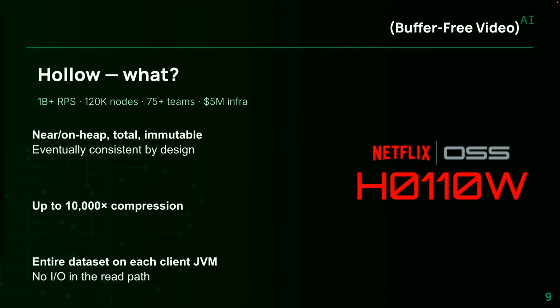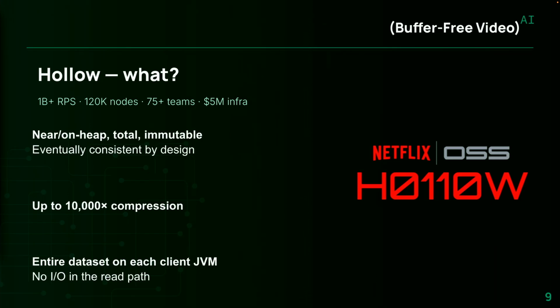It's a near cache, so data lives on heap in the client's JVM. It's total, so every consumer holds the entire dataset. It's immutable, in that once published, a version of a dataset doesn't change. The consumers get a read-only view of the dataset, and it's eventually consistent, so propagation delay is in seconds to minutes.